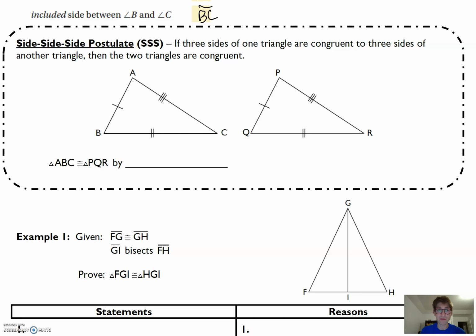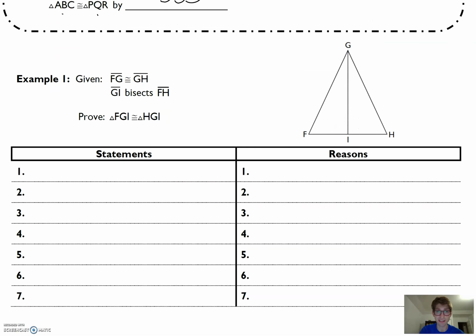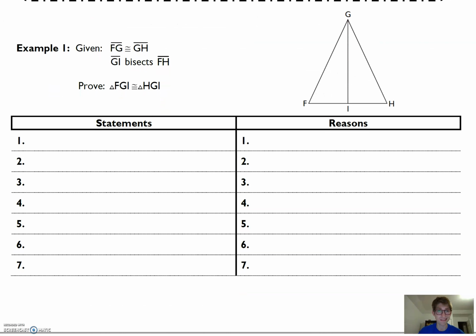So this first one that we have, you can see on the screen, is the side, side, side postulate. It says if three sides of one triangle are congruent to three sides of another triangle, then the two triangles are congruent. This is a stronger statement, meaning that we don't have to say anything about the angles. If we know that the three sides are congruent, no matter how they're arranged, the two triangles will always be congruent, and we're going to start saying by side, side, side with three letters. So instead of having a theorem that we have to state or a name, we're just going to say side, side, side. Let's take a look at our first proof.